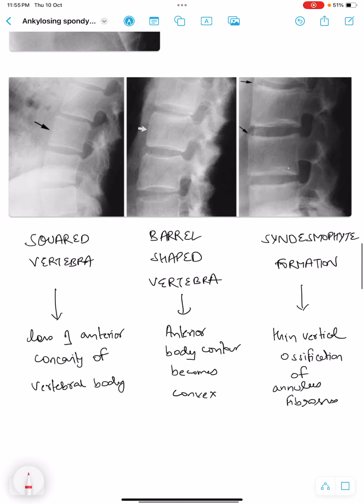Now let us see some other changes in the spine. Observe the anterior part of the vertebral body. If there is loss of concavity in the anterior part, this is known as the squared vertebra. And if this anterior part of the vertebral body becomes somewhat convex, then it is the barrel shaped vertebra. And we have discussed that there can be formation of syndesmophytes, which are thin, vertical in direction, and occur due to ossification of the annulus fibrosus.